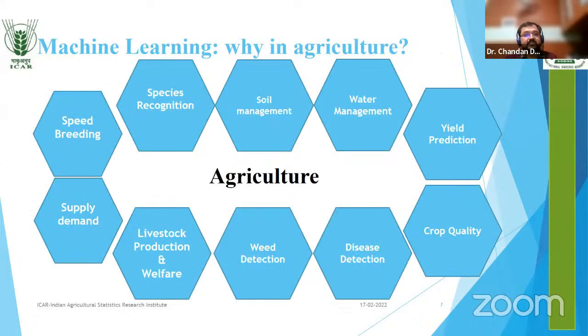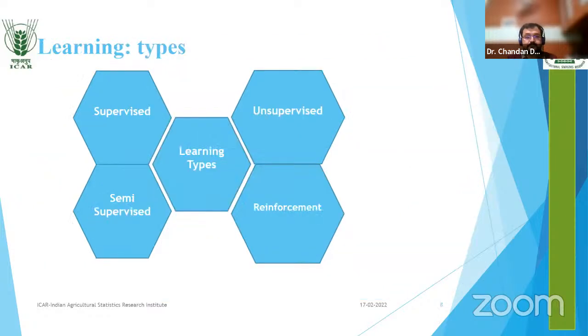So why is machine learning also important in agriculture? We can say that machine learning and AI touch every aspect of our life, and agriculture is of course not an exception. We have already seen that machine learning is used in soil management, water management, disease detection, weed detection, and also in quality control and quality assurance, speed breeding, and the supply demand chain.